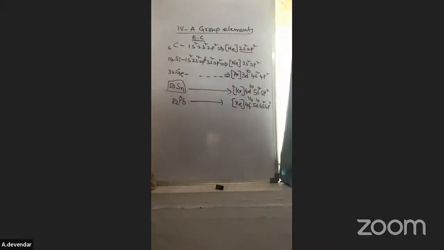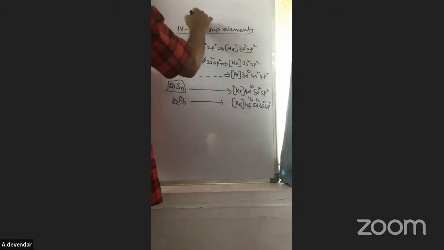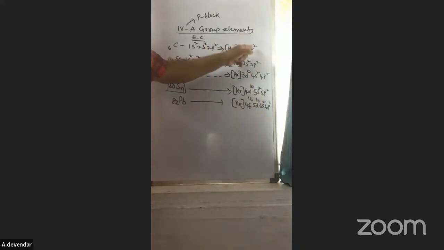Now from this question, you can derive a number of questions. Which block do the 4A group elements belong to? P block. You can remember by writing the electronic configuration. In which orbital is the last electron entered? P block. So it is a P block.